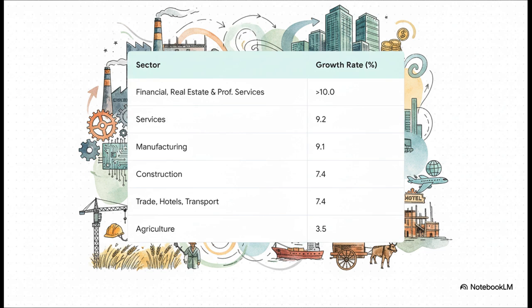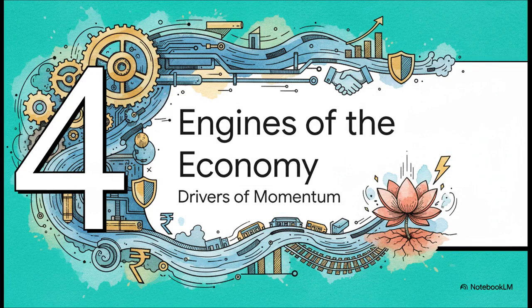Construction and trade also saw healthy growth. And crucially, even our agricultural sector grew at a solid 3.5%. This is the picture of a healthy, well-rounded economic engine. So this leads us to the next big question. What was fueling this powerful engine? How did India stay so resilient, especially with those huge tariffs looming? Let's take a look at the key drivers behind this incredible momentum.